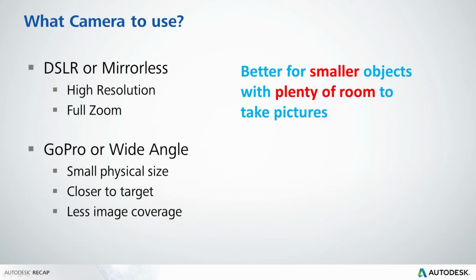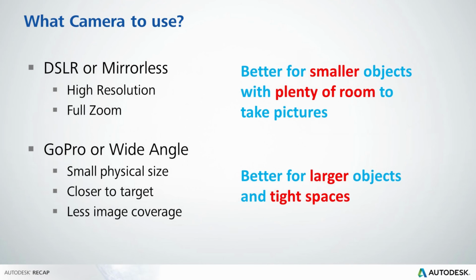So really, it comes down to these two different solutions being good in one area and not so good in another. The DSLR and mirrorless are better for small objects with plenty of room to take the pictures. And then the GoPro or wide-angle fisheye type of camera I found is better for large objects in tight spaces. So when you need to be a little closer to your subject, then of course a traditional camera is going to be able to pick up.